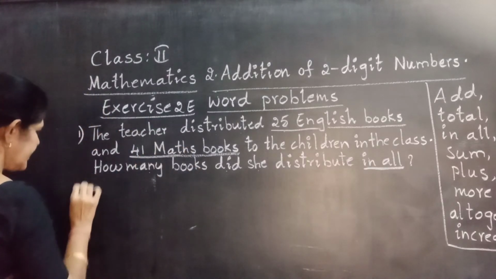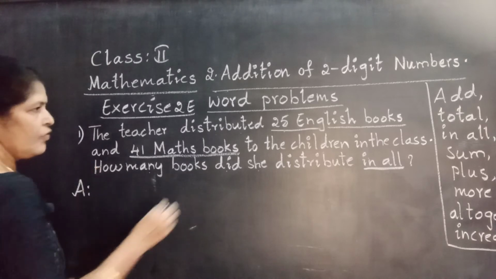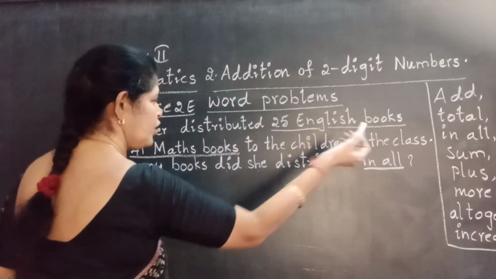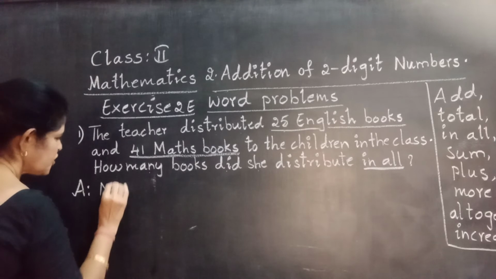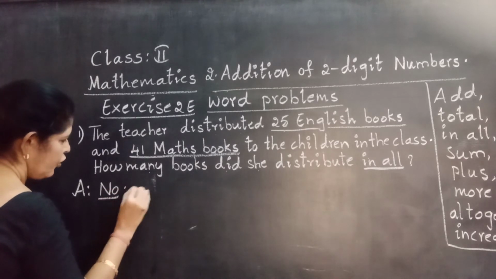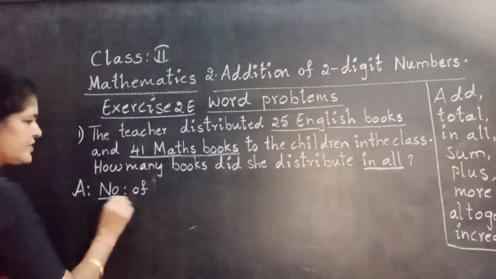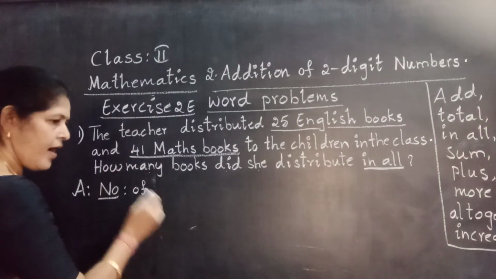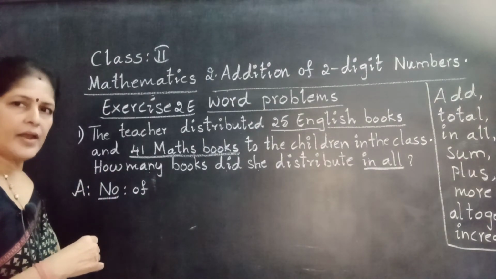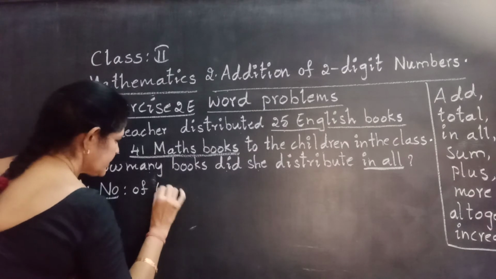Now write the answer using words. What are the words given? English books. How many? See, short form. No, no. Underline, 2 dots. This is read as number of. What is it? Number of English books.